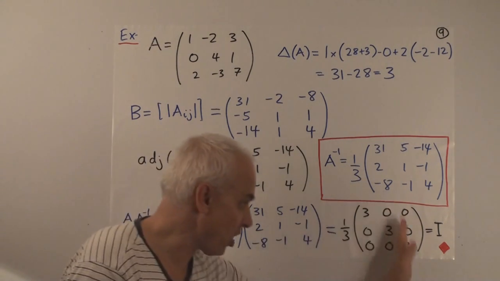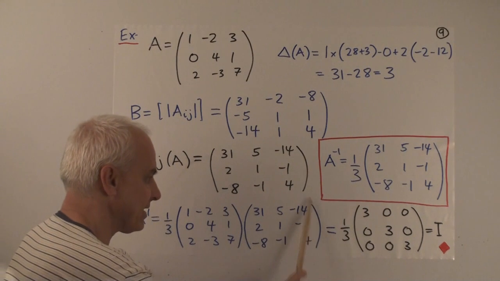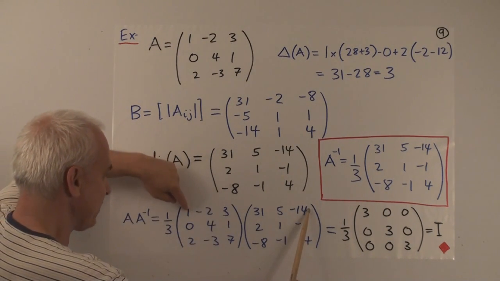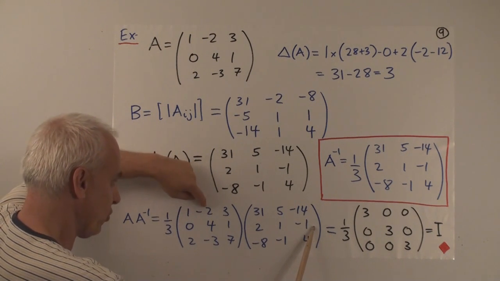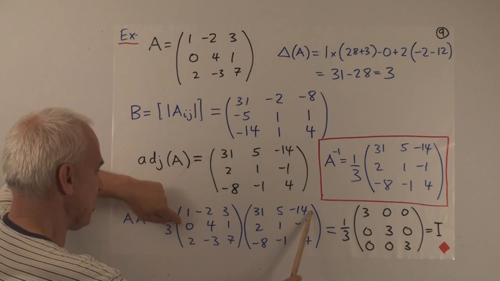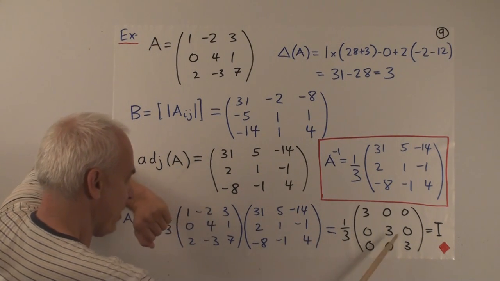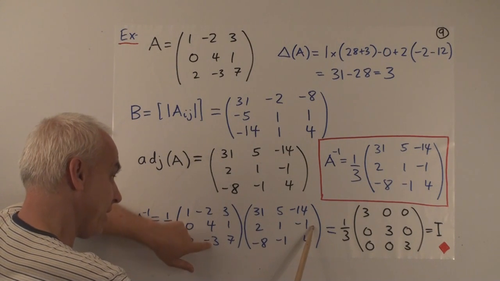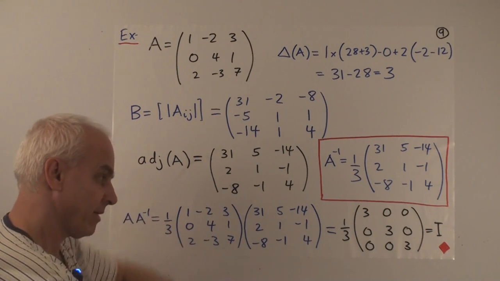And now the last column, we get that by taking this last column here and multiplying it by each of the rows. Minus 14 plus 2 plus 12, that's 0. Next, 0 minus 4 plus 4, that's 0. Minus 28 plus 3 plus 28 is plus 3.